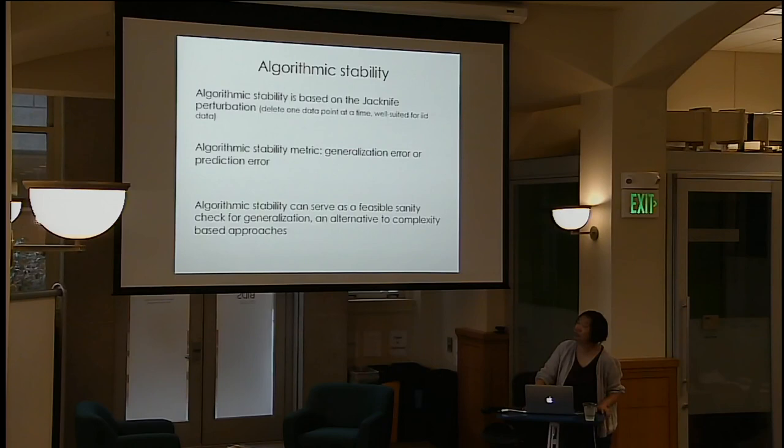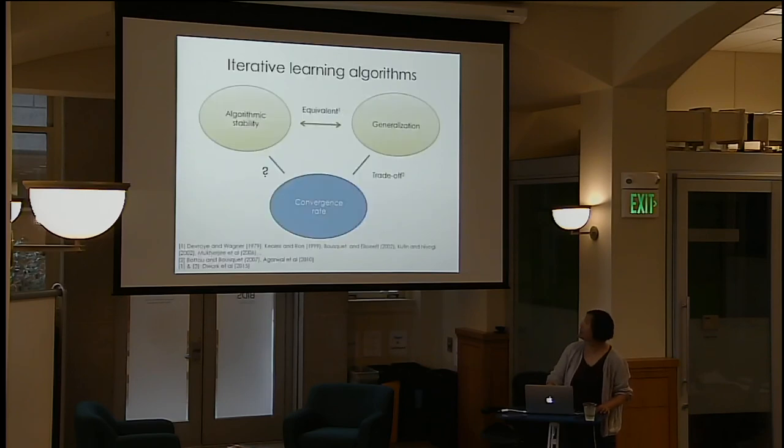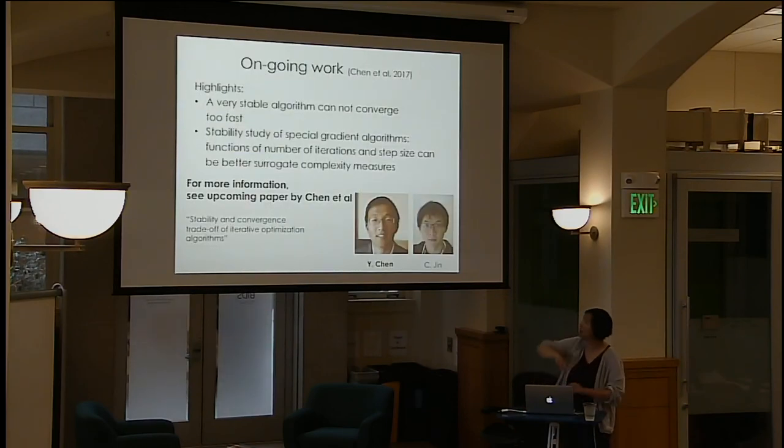And algorithm stability, as I said, is basically the jackknife, deleting one at a time, from the old days in statistics. And people already made a connection between jackknife, algorithm stability, and generalization error, and between generalization error and convergence rate. So our contribution is some work adding to the work already between algorithm stability and convergence rate. So that's the space we're working in, with Yuan Si and Chu Jin.